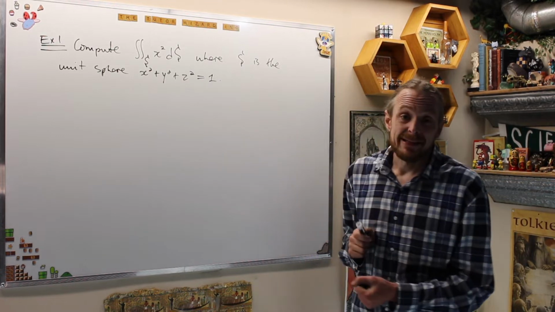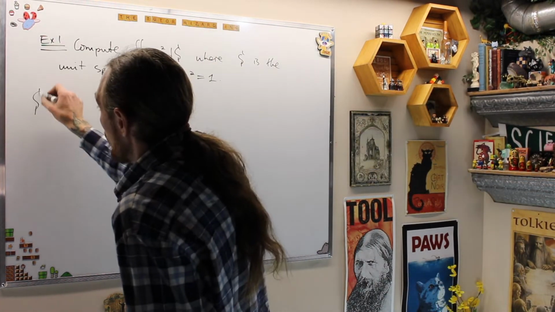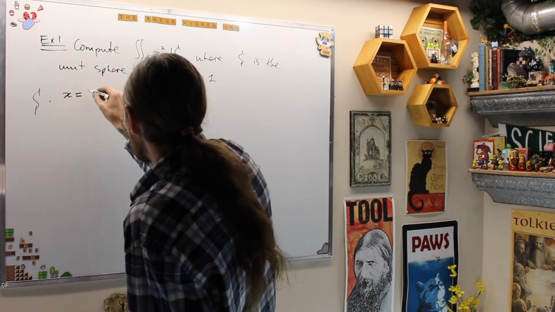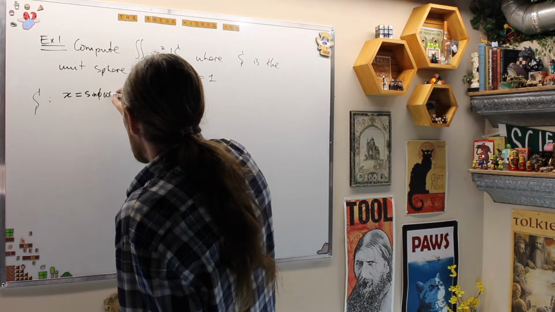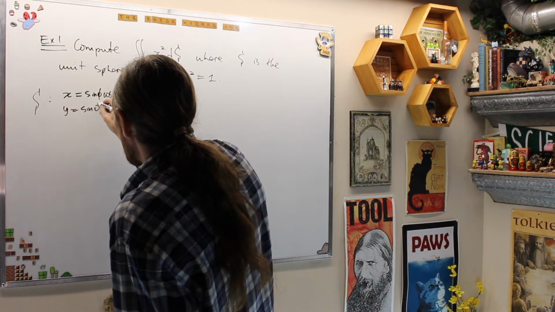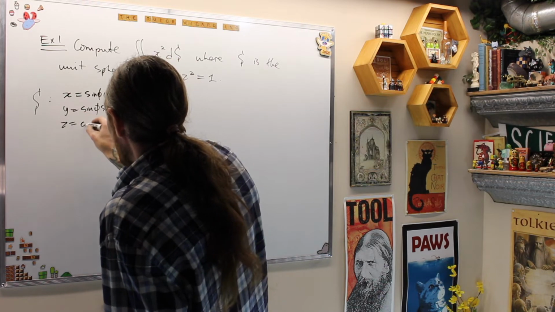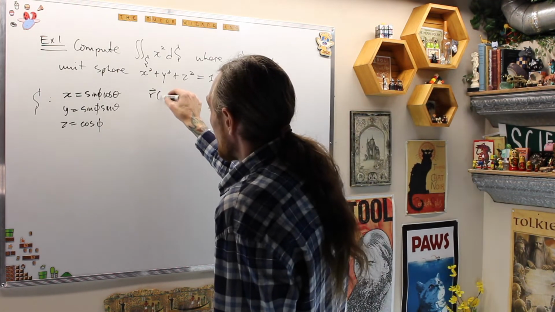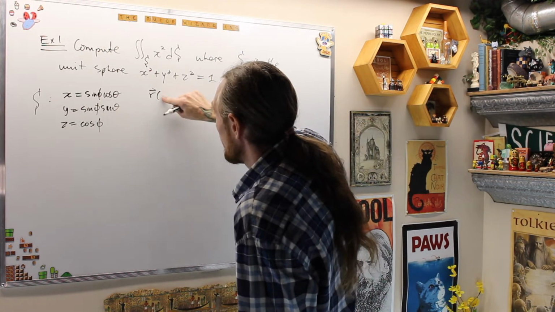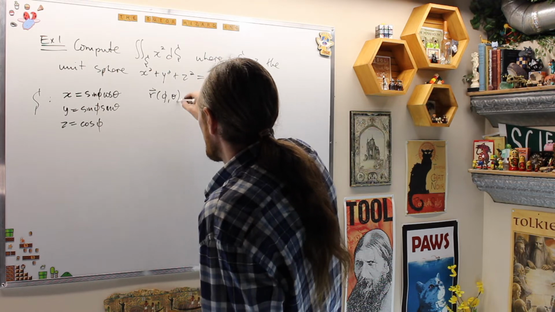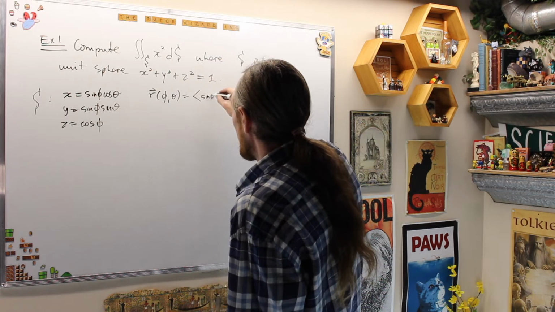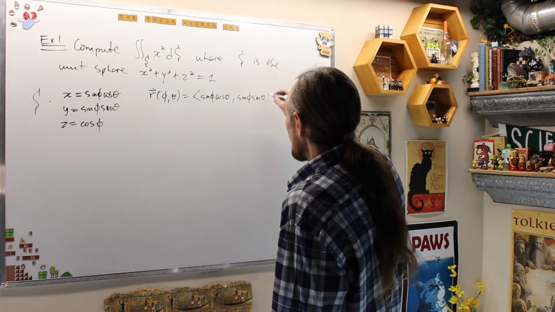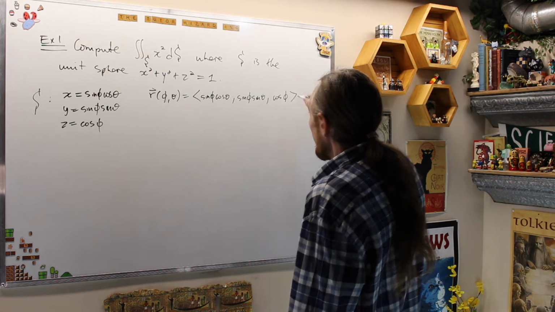First of all, we get a parameterization of our surface S. We're going to use spherical coordinates where rho is 1. That's going to give me x is sine phi cos theta, y is sine phi sine theta, and z is cos phi. That means that our vector r of phi, theta is going to equal (sine phi cos theta, sine phi sine theta, cos phi).